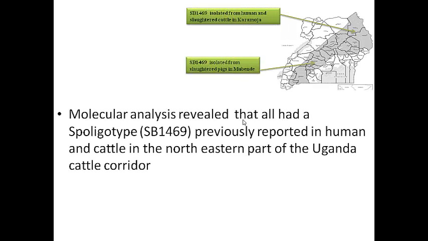Now when we did the molecular analysis, we found that they were all affected by the same spoligotype, SB1469. Now this spoligotype had already been documented in the northeastern part of the Uganda cattle corridor, that's in Karamoja, in 2006 by James Oloya. Now we don't expect that the pigs in Mubende are actually making the journey from Mubende to Karamoja, so there must be something that is bringing this same isolate or genotype to Mubende, or maybe we could say that this genotype is prevalent in the entire cattle corridor. It is highly unlikely. There must be some host that is carrying them around.